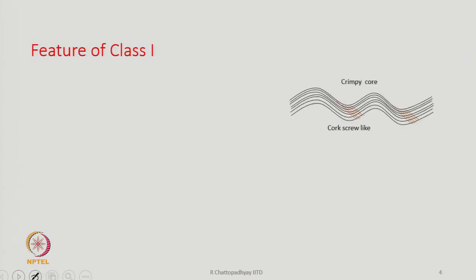Now, what is the feature in class 1 type of wrap portions? The diagram is shown here. And what are the specialties in this diagram? First is the core part. If you look at it, there are a lot of parallel lines I have drawn that indicate that the fibers are parallel with respect to each other, and as if there is no twist in it also. So, the core is twistless. Then you can see there is a crimpiness in the core, a little wavy. This can be seen also, that part of the yarn is sometimes wavy or crimpy.